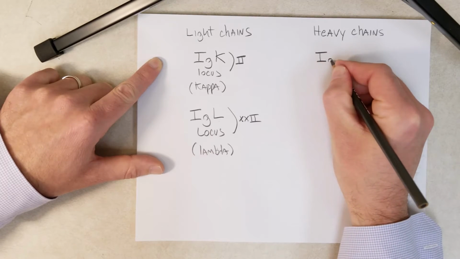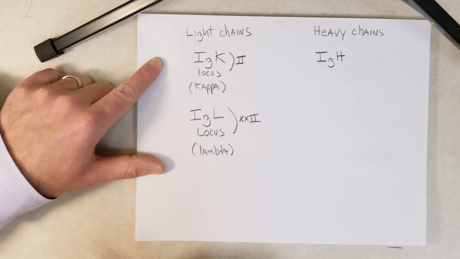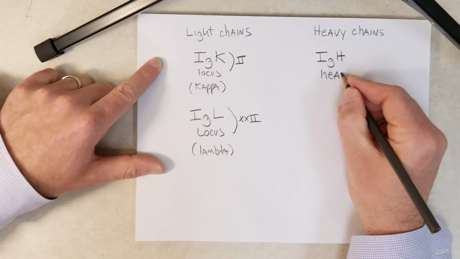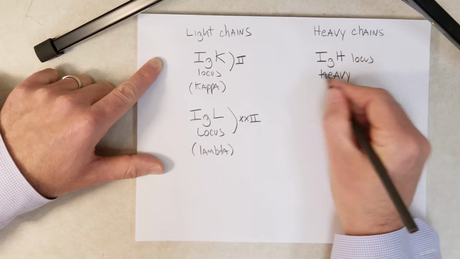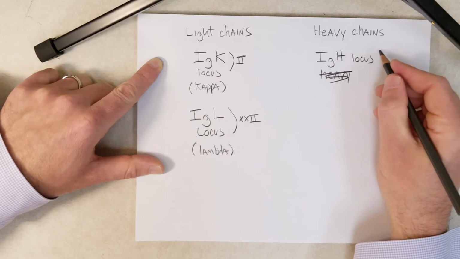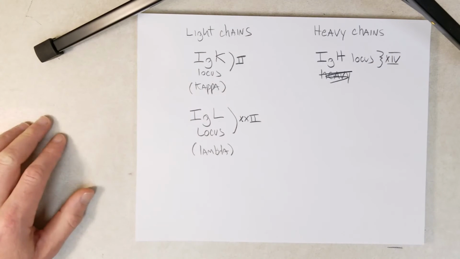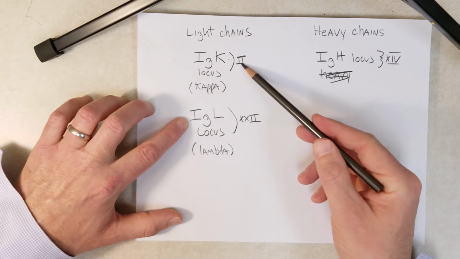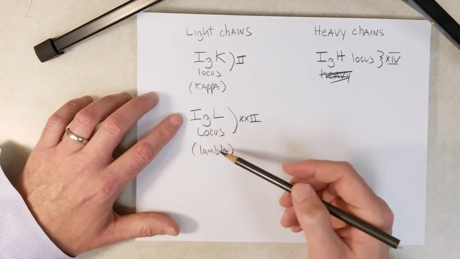Now, there's one locus in humans that is responsible for producing the heavy chain. It's the IgH locus, responsible for the heavy chain. The IgH locus is found on chromosome 14. So each human has 2 IgK loci, 2 IgL loci, right? Because we have 2 chromosome 2s and 2 chromosome 22s, and we also have 2 IgH loci because we have 2 chromosome 14s.